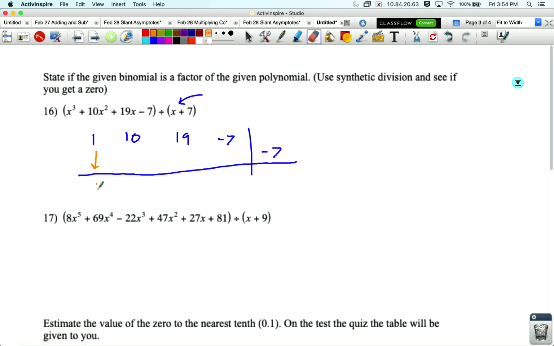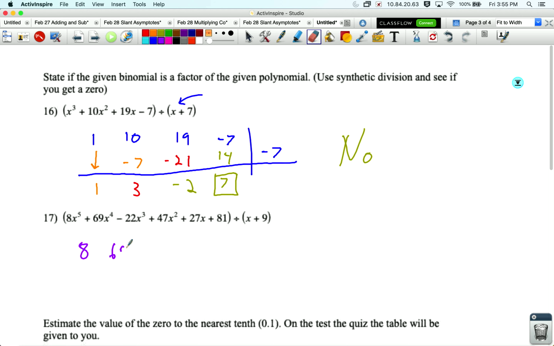I drop down the 1. 1 times -7 is a -7. I add the column. 3. 3 times -7, -21. Add the column. -2. -2 times -7 is a 14. Add it up, we get a +7. So this is a no. All we wanted was a yes/no answer. It is not a factor. Try the next one.